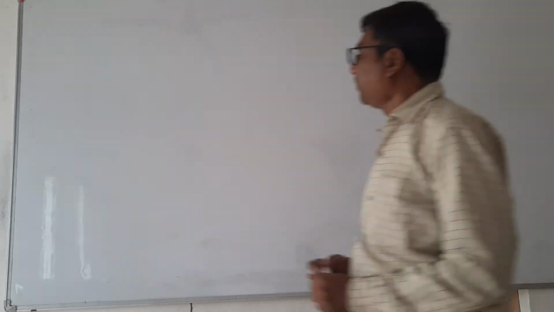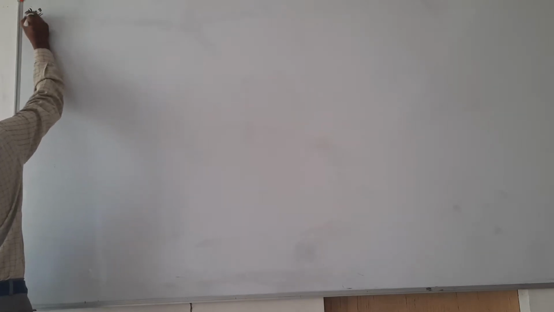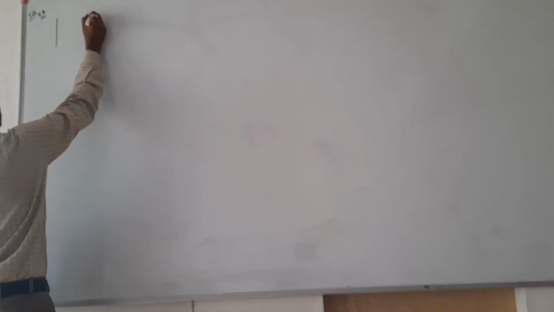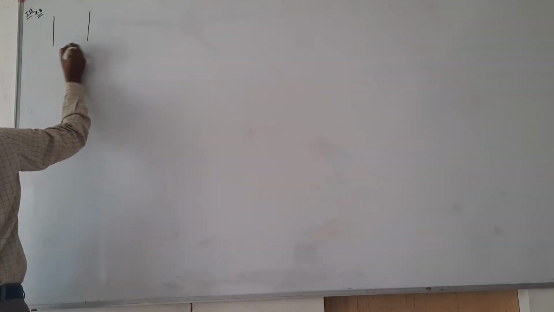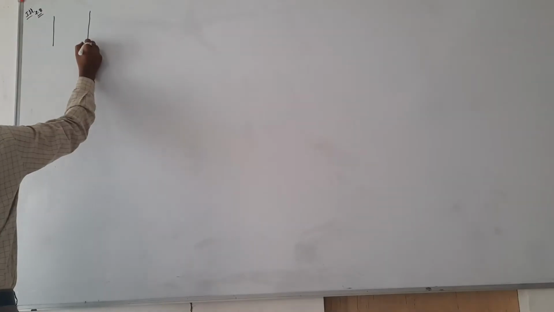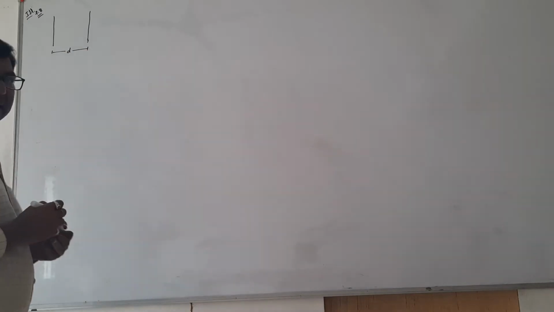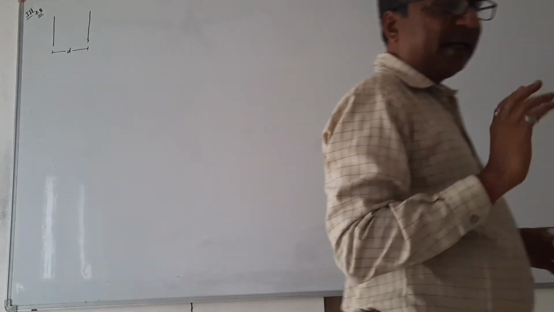So friends, here a parallel plate capacitor is given, illustration 2.8. This is the parallel plate capacitor which is given to you, and the distance between the two plates is D. That is given.